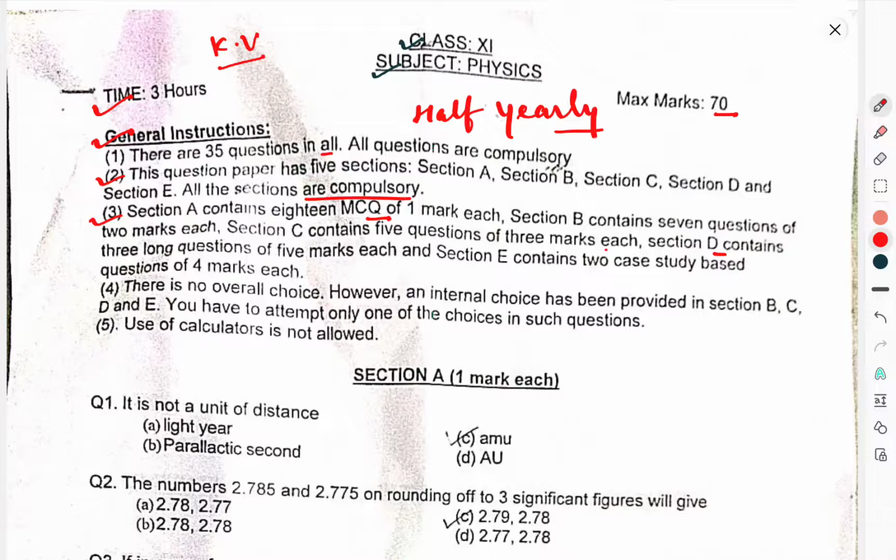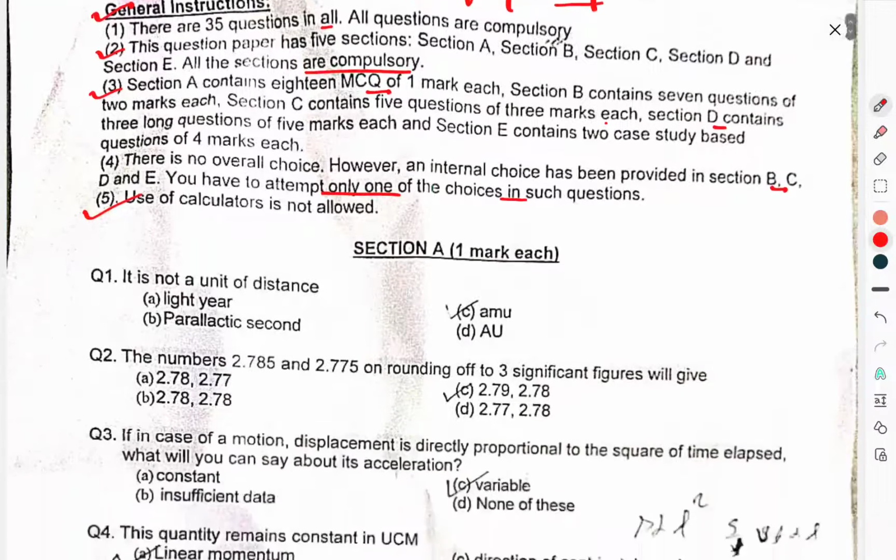There is no overall choice, however the internal choice has been provided in sections B, C, D and E. You have to attempt any one of the choices in such questions. Use of calculator is not allowed.